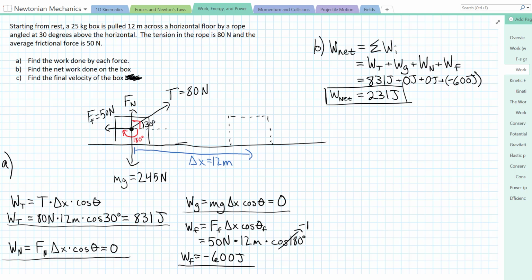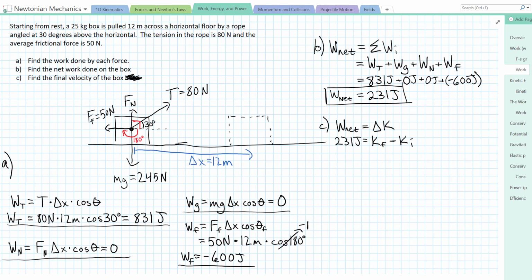Okay, part C is find the final velocity of our box. Let's do that over here. And we're going to use the work-kinetic energy theorem for that. So net work is equal to change in kinetic energy. Our net work is equal to 231 joules. So 231 joules is equal to K final, kinetic energy final, minus kinetic energy initial.